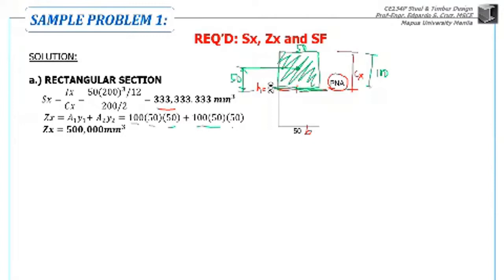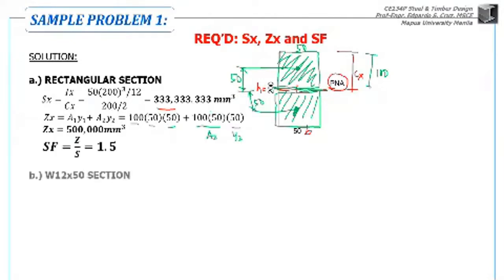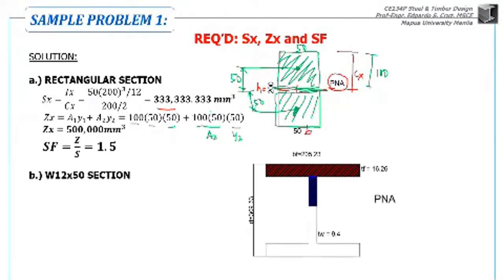How about A2? Ito A2, Y2. Ano yung A2? Yung A2 naman yung area below. So this is that rectangle below. And diba yung area below is actually 100 by 50 rin. Tapos yung centroid niya, distance dito from the PNA is also 50 din. Okay, so yan na ngayon yung Z of X, 500,000. Then you get the ratio of Zx over Sx para makuha yung shape factor. Shape factor is 1.5. Okay?